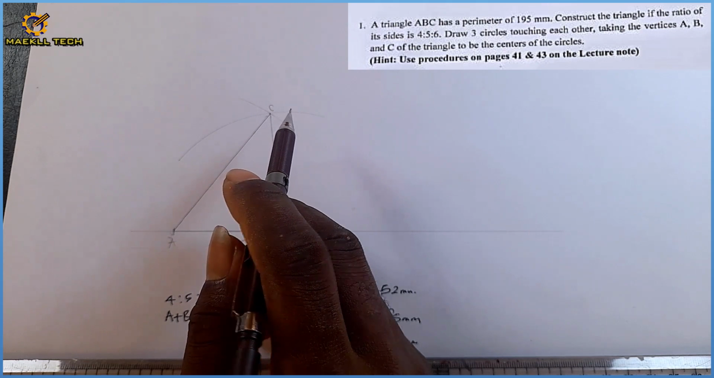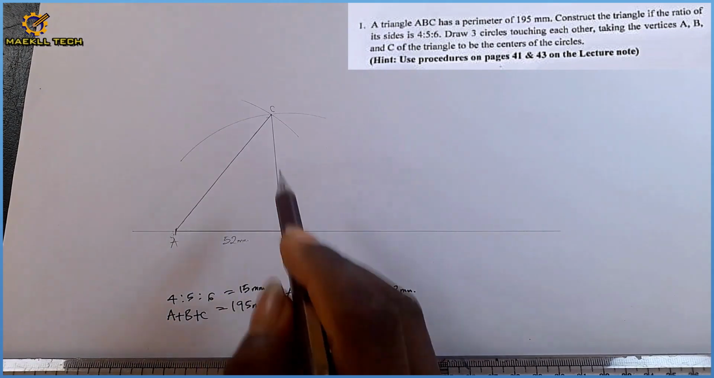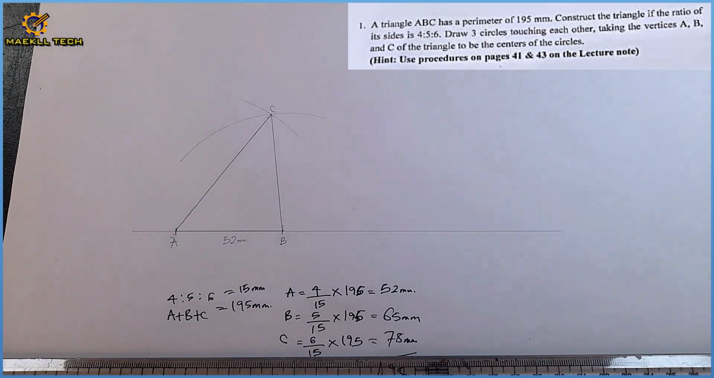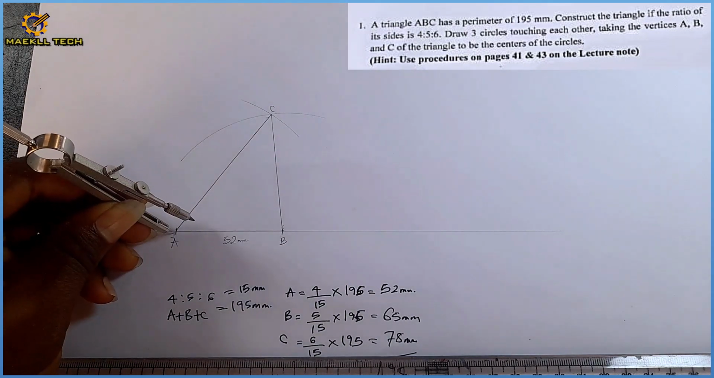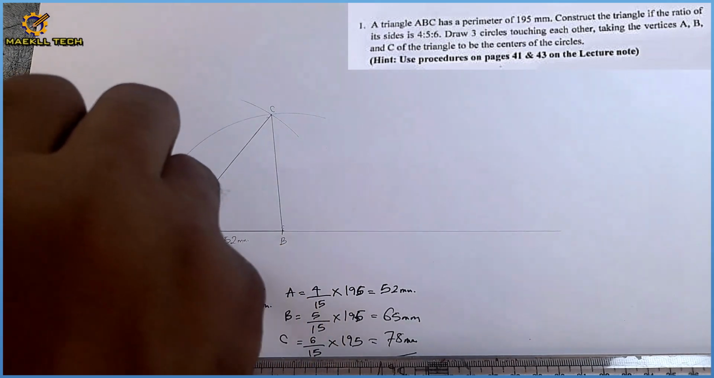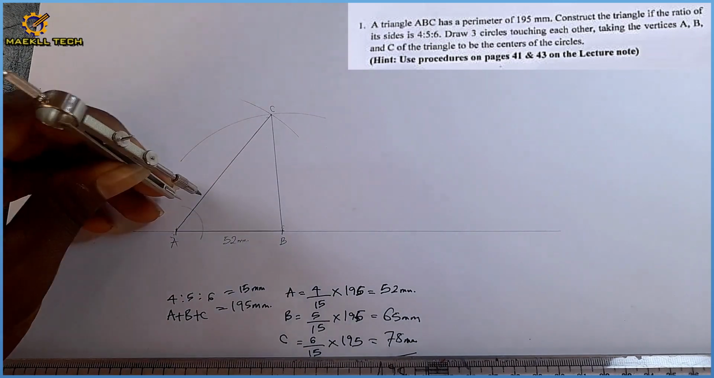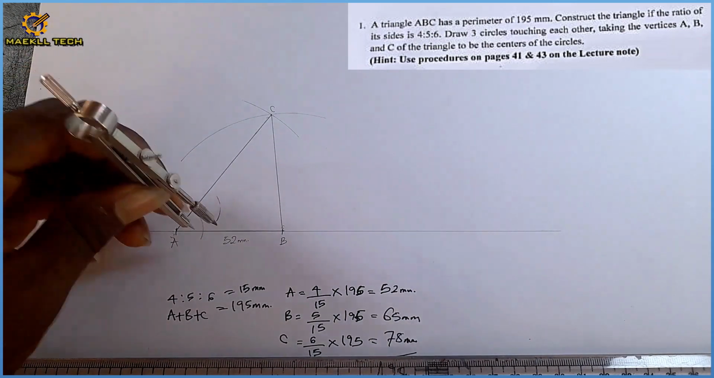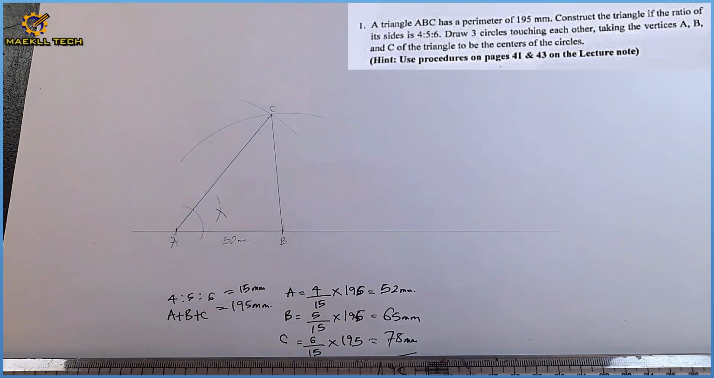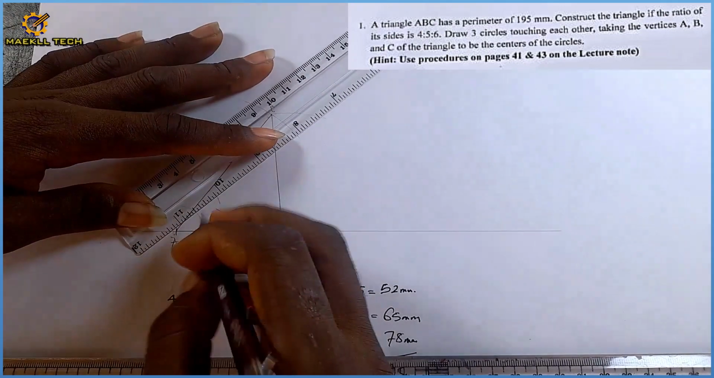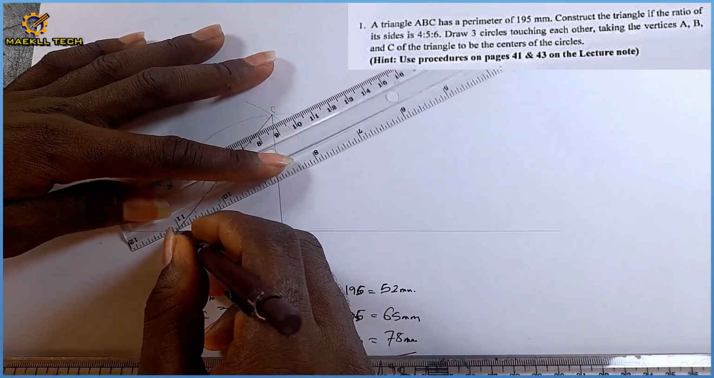Now, how do I produce a circle with center A, center B, and center C? How do I produce 3 circles from each of these points and ensure they touch each other? The very first thing I'm going to do is bisect any two angles. For this situation, I'm going to bisect angle A and angle B. If you don't know how to bisect an angle, kindly go through the link in the description below on how to bisect an angle.